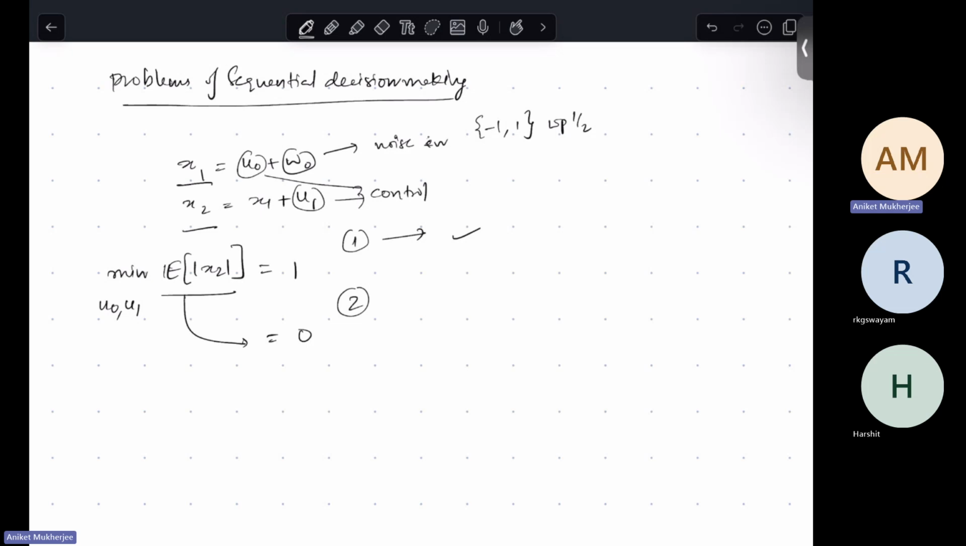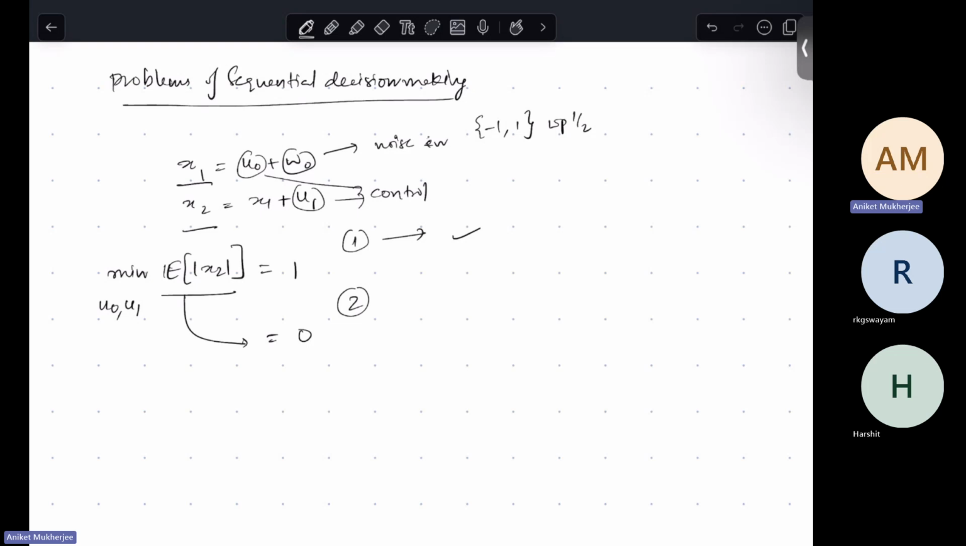Now, problems of sequential decision making tell us something about the way in which we are given information about the system. That makes a difference in the way we take the decision and also how well we can perform. Today we'll see how to generally define sequential decision making. And this is now entering into that MDP type of formulation.